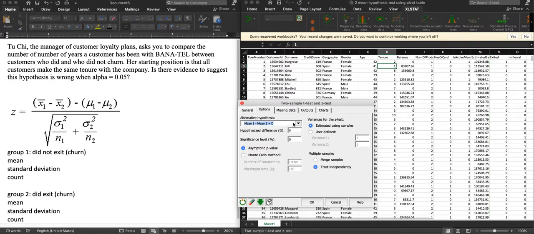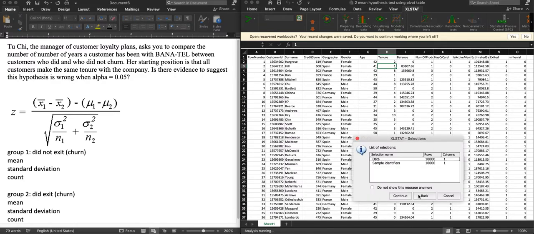And our options here are that they are the same, right? So mean 1 minus mean 2 equals D when D is 0. See, D is 0 here. And our significance level, alpha, is the same. So we just hit OK.